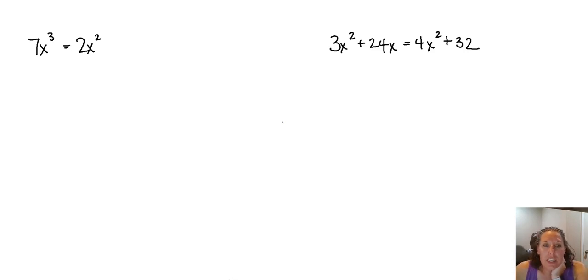Hello, in this video we're going to take a look at solving some equations that are factorable. Alright, so the first one we're going to look at is 7x cubed equals 2x squared.